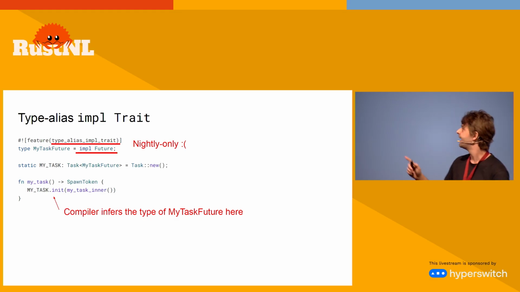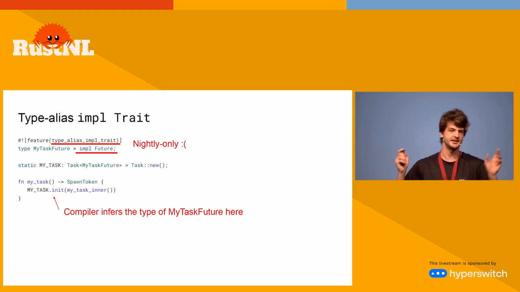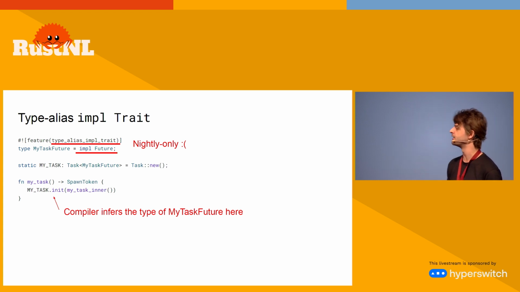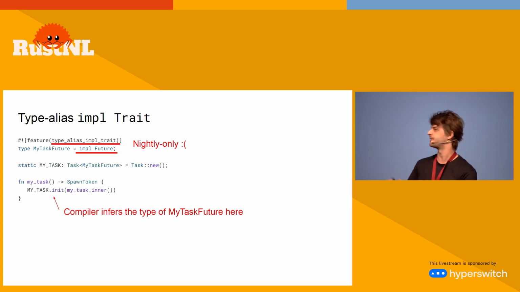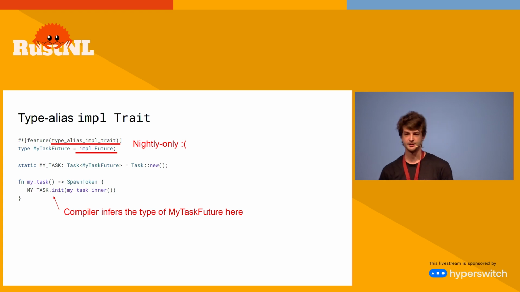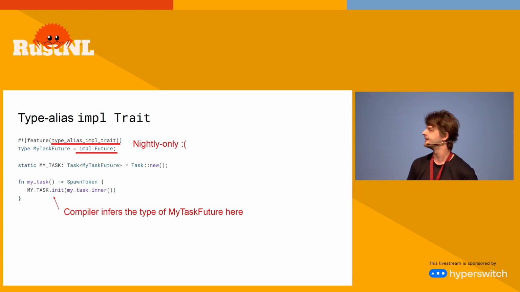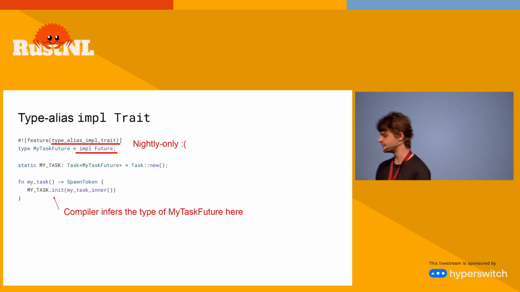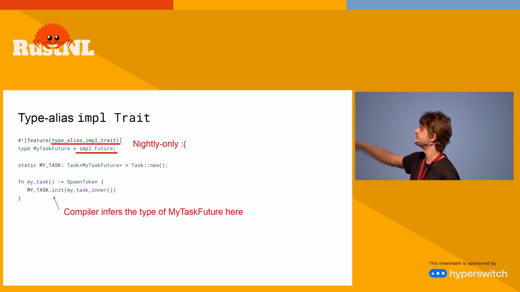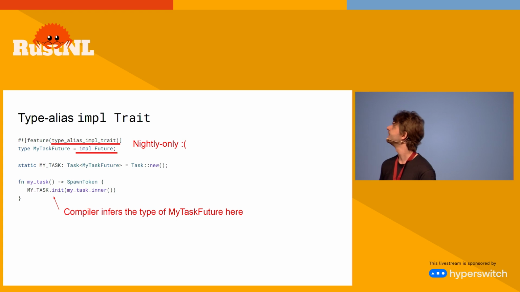You can say, hey, I have this type alias called MyTaskFuture, which is impl Future. It's some type that implements Future. I will leave it to the compiler to figure out what it is. It's kind of some whole-program type inference. So it will look at all the usages of that type, and when you equate that type with the actual future type returned by my_task_inner, it will infer, hey, this type is this future. This way you can give a name to this magic unnameable future type, and then you can just use it in the static declaration.